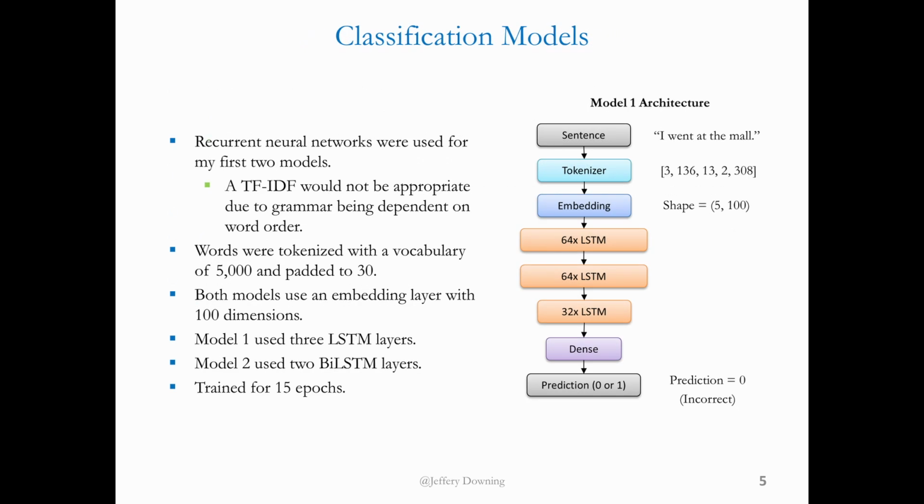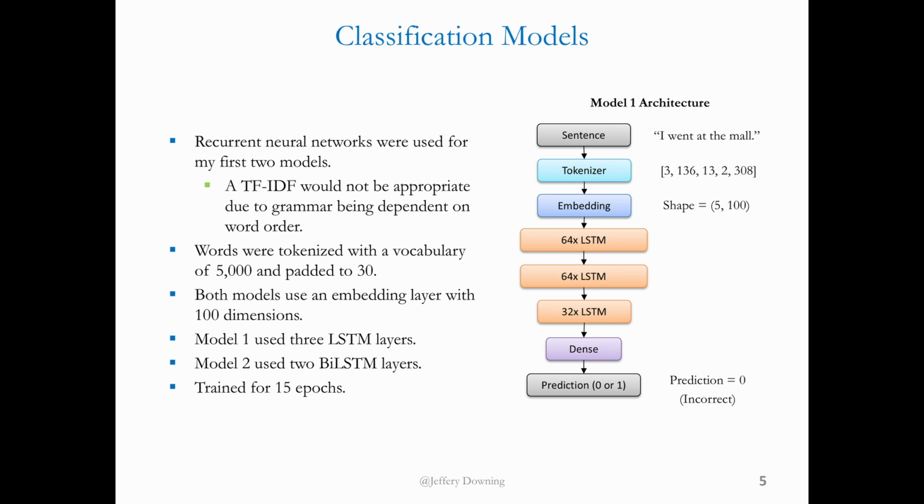For my classification models, I started by building two models using recurrent neural networks. I thought about potentially using a TF-IDF, but given that grammar is dependent on word order, that did not seem appropriate for the task. So the words were tokenized with a vocabulary of 5,000 and padded to a maximum length of 30. Both models used an embedding layer with 100 dimensions. And the first model's architecture, which you can see on the right, uses 3 LSTM layers. And this model was trained for 15 epochs.